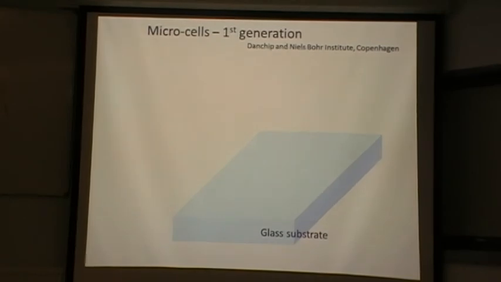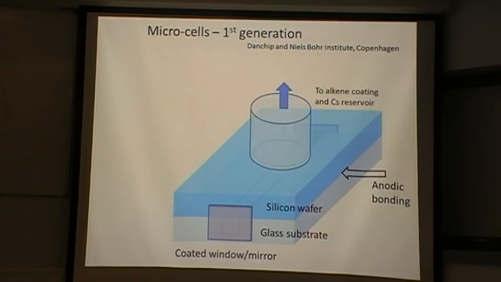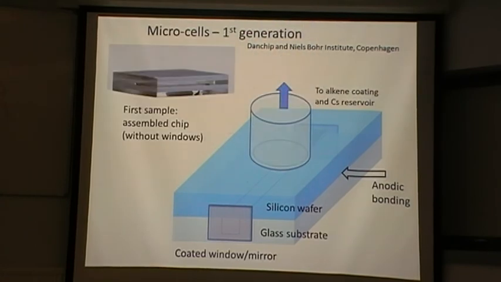So these are our first baby steps on microcell manufacturing. We take a glass substrate, we make a trench in it. This is about 100 to 200 microns, and this is a few millimeters. We put the silicon wafer on top of it. We bond them together. The silicon wafer has this tiny hole here through which cesium atoms and magic coatings enter. And at the same time, there is this funnel which allows you to efficiently pump out this system. You attach windows and you connect this thing. And that's what it looks like at the moment.